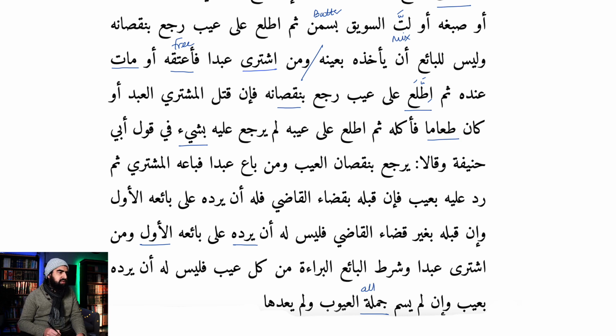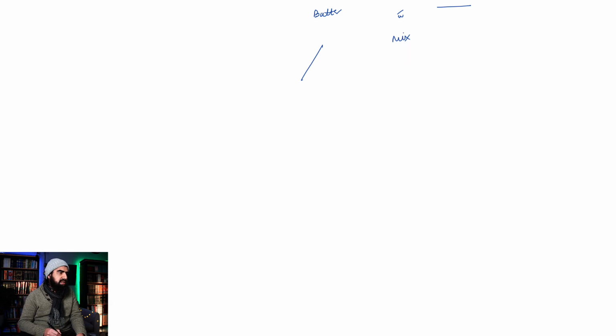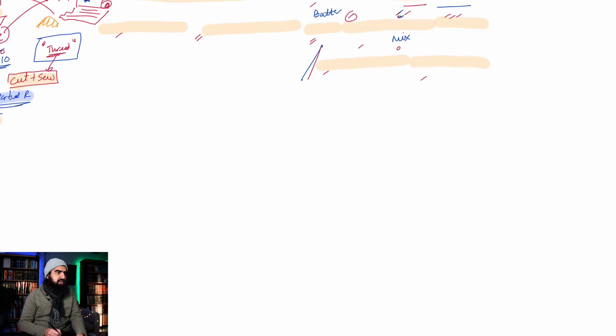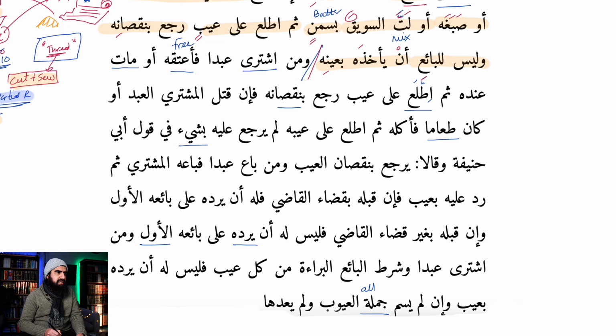Okay, so let's do a little bit of the tarkeeb then. Let's tarkeeb it. So remember last week we actually got up to here. So let's do the tarkeeb of this. So man ishtara abdan. So abdan, this is going to be the maf'ul bihi. Fail, file. Okay, so usual. أعتقه أو مات يموت. عنده is going to be ظرف مفعول فيه.